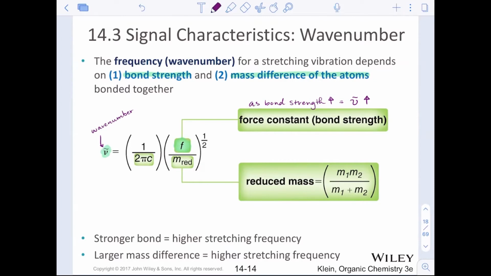Reduced mass is in the denominator. So technically, in that denominator, the larger the atoms correlates with a lower wave number. Smaller reduced mass, smaller atoms, higher wave number, looking at that denominator being inversely proportional. So a couple of things we need to think about: stronger bond, higher stretching frequency; smaller atoms, higher stretching frequency.